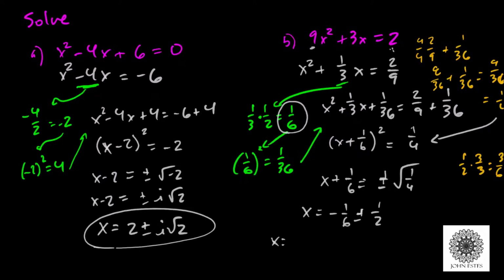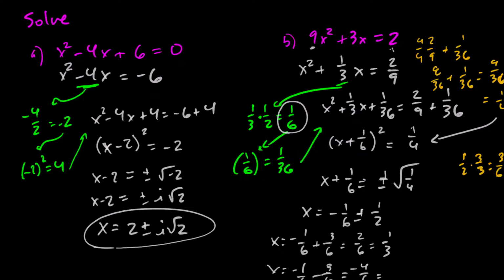So now I have x equals negative 1/6 plus 3/6, which would give me 2/6 or 1/3. And I have negative 1/6 minus 3/6, which gives me a negative 4/6 or negative 2/3. So there are my solutions, 1/3 and negative 2/3.